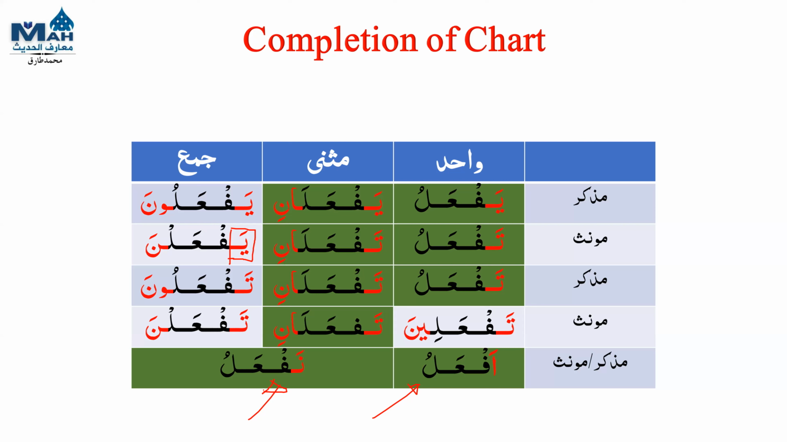Taf'alu, you are doing or you will do. Taf'alani, you both are doing or you both will do. Taf'aluna, you all will do or you all are doing. Taf'alina, you are doing or you will do, feminine. Taf'alani, you both are doing or you both will do. Taf'alna, you all will do or you all are doing. Af'alu, I shall do or I am doing. Naf'alu, we shall do or we are doing. So this is the chart.